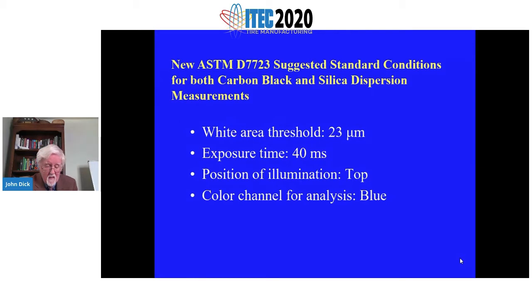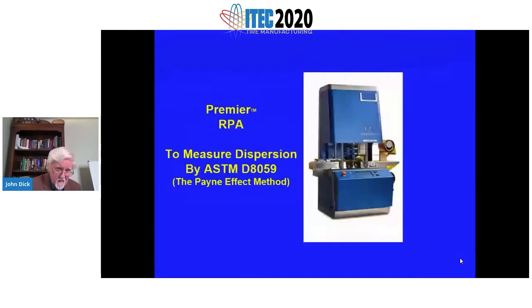So this is looking at how we compare to a newer method that we've developed in ASTM for dispersion, and that's known as ASTM D8059. In D8059, we use the Payne effect to measure the state of mix, exactly what the quality of mix is. And this has been used for quite a while now, and is particularly popular for silica dispersion.